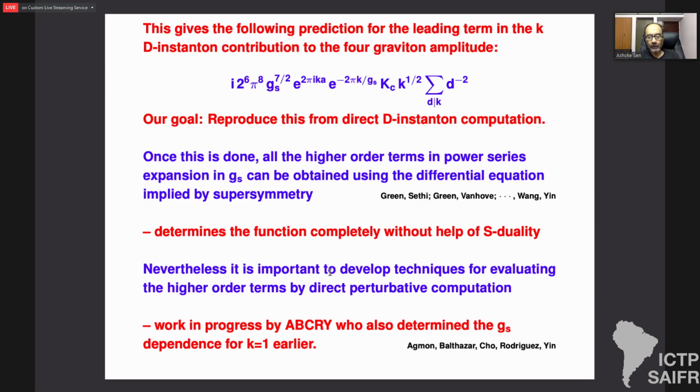Nevertheless, it's important to develop techniques for evaluating the higher order terms by direct perturbative computation, because as I said, the purpose of this analysis is not just to verify known results, but to develop techniques that can be applied to cases where there is no S duality or the supersymmetry is not powerful enough. And this, in fact, is work in progress by the Harvard group. And as I stated, they also determined the G-string dependence of the single instanton term earlier.